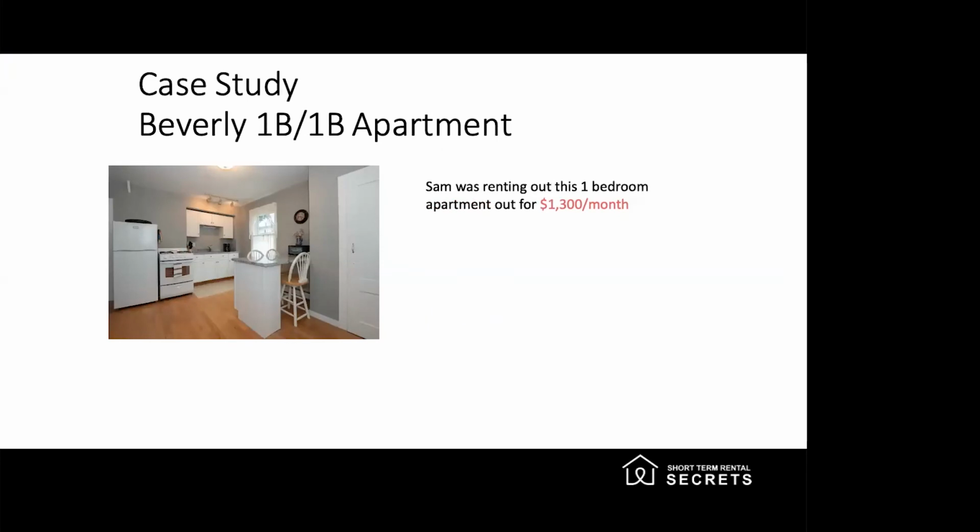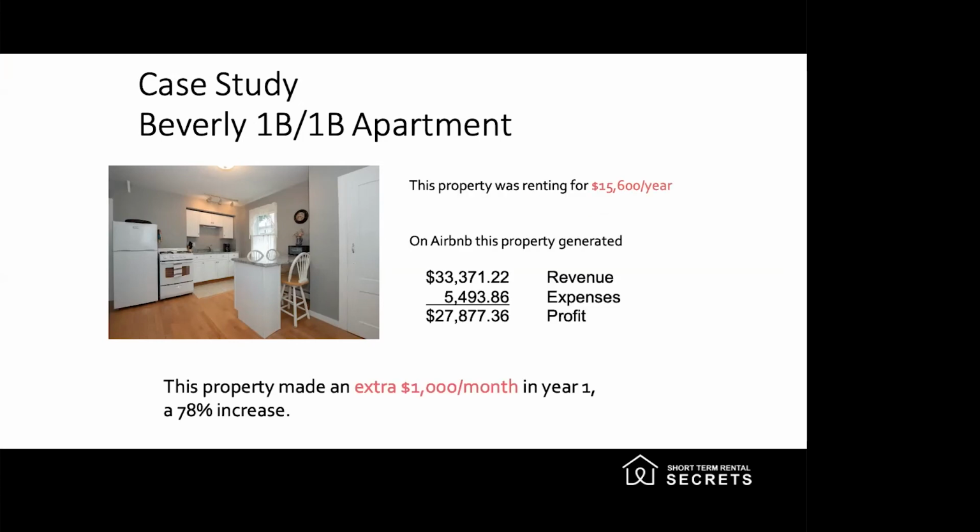Here's another one. This was probably the smallest and least revenue property. So I want to give you a good one and then a worst case scenario. This was a tiny 1-bedroom apartment, no frills. It's a very, very small 1-bedroom. You've got the kitchen here, a little bedroom behind it, and then a bathroom off to the left. He was renting this out for $1,300 a month.